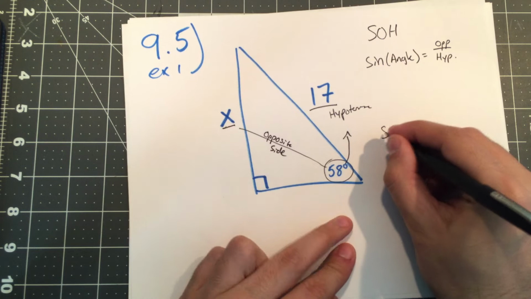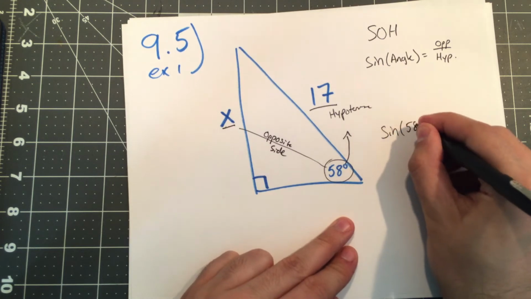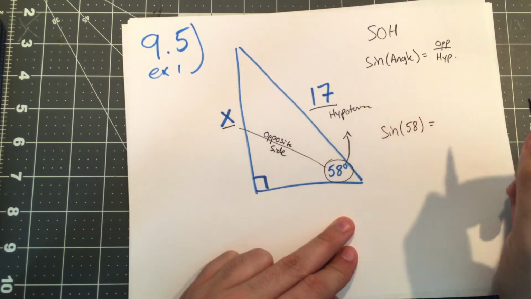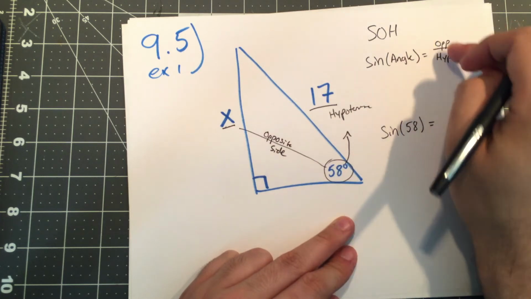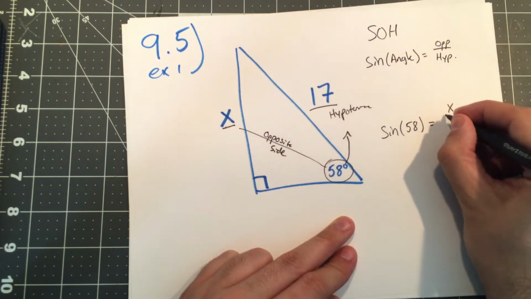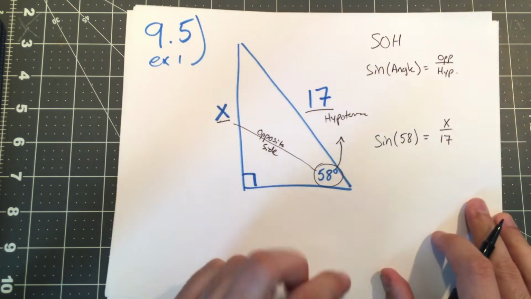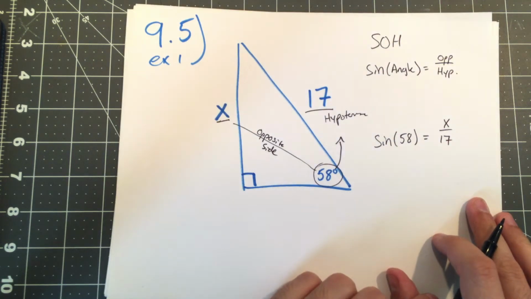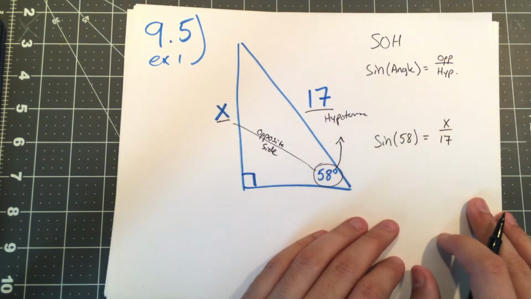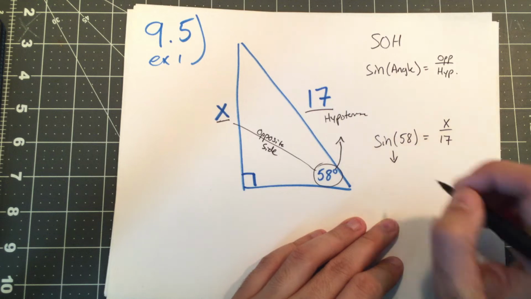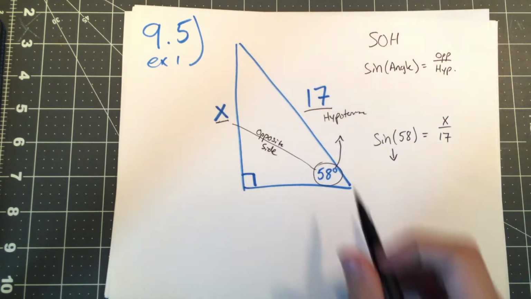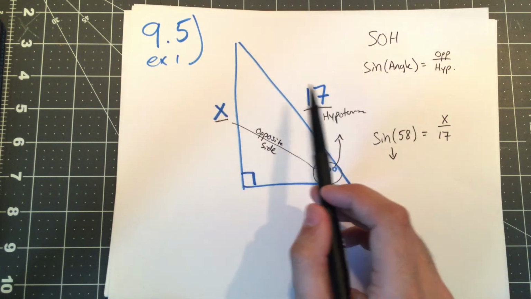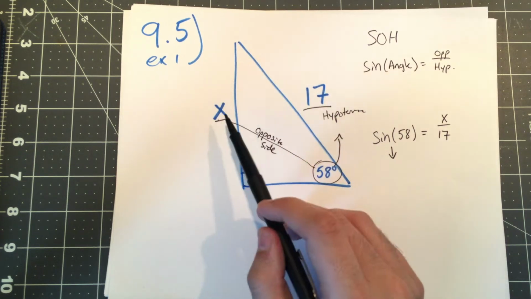So it'd be something like this. Sine of 58, my angle goes inside there, is x over 17. Not 17 over x. X over 17, that's my opposite side over my hypotenuse. Well, this is just a number. This is just a ratio of what percentage of the 17 is this length.